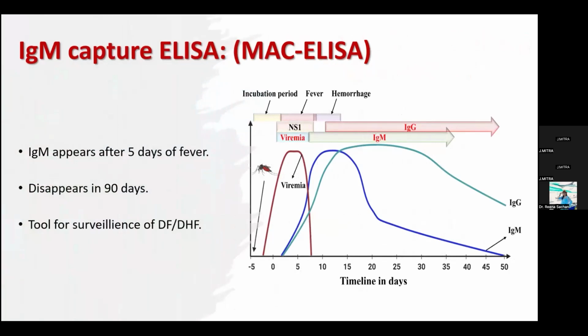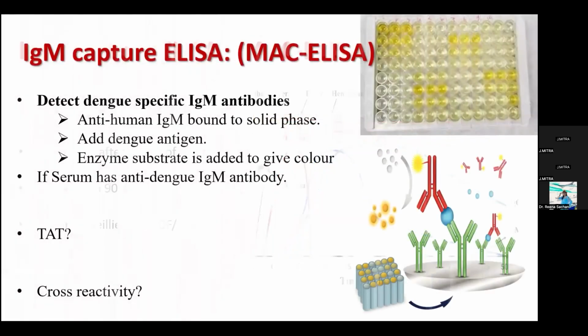That can be done in IgM capture ELISA, also called MAC ELISA. As already known, IgM appears after 5 days of fever, and it may disappear after 60 to 90 days. So this is the tool for surveillance of dengue fever as well as dengue hemorrhagic fever. Next we see the procedure that is performed for this MAC ELISA.